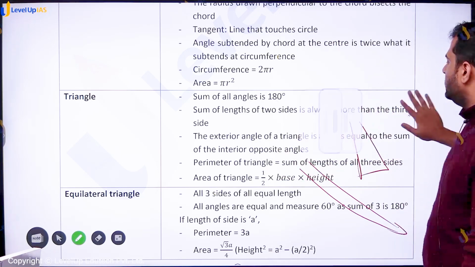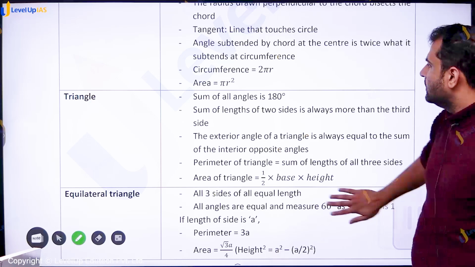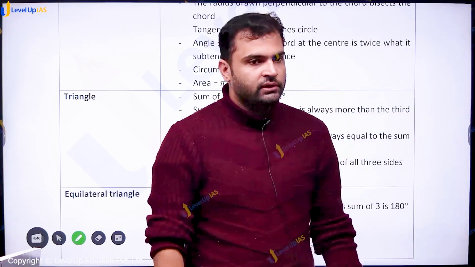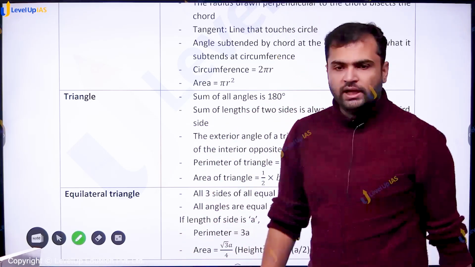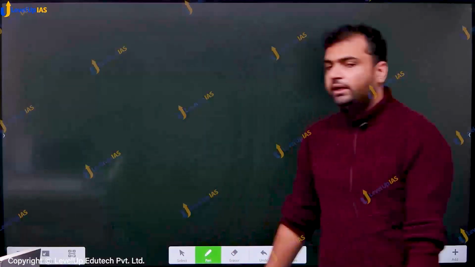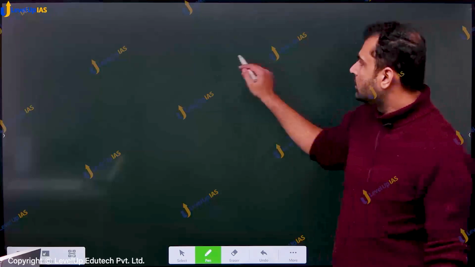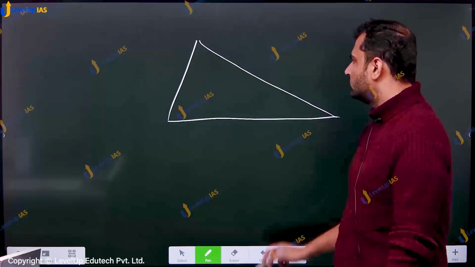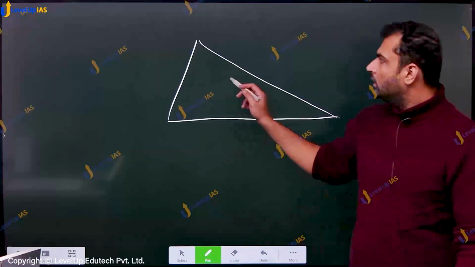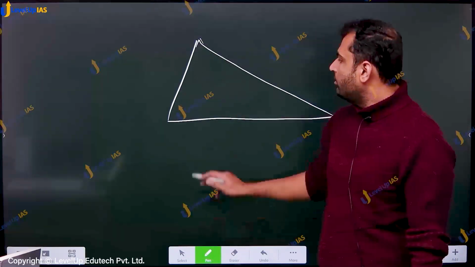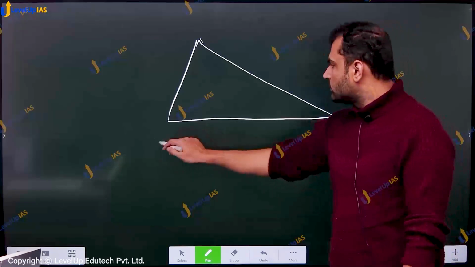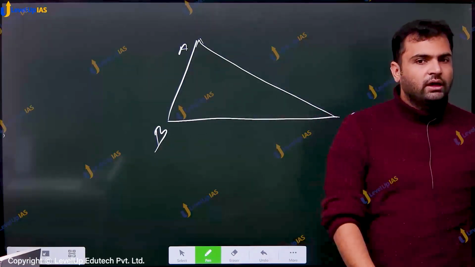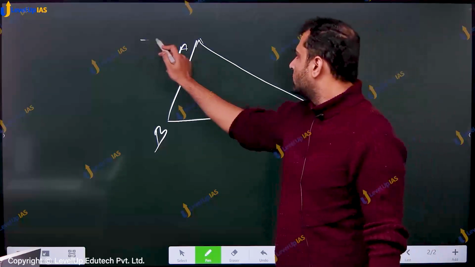But for any of these triangles, the sum of all the angles is always 180 degrees. Sum of all the angles of a triangle is always 180 degrees. So why? Because I can take any triangle. Let us say this is any triangle. I can draw it like this. Then what I do is I draw a parallel line to this. Let us call it BC. Let's call it A. Right. I draw a parallel line to BC through A.